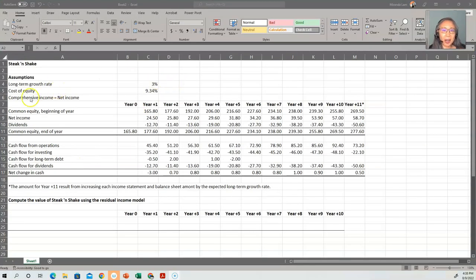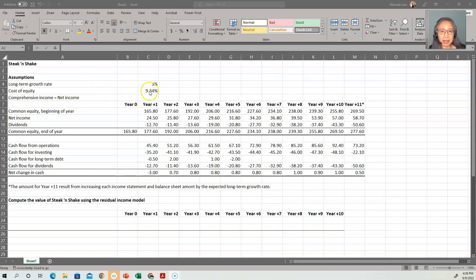The template includes all the assumptions. There are a lot more numbers here, so I didn't ask you to type it in. But let's go over them a little bit. The first assumption is quite familiar. This is the long-term growth rate for, in this particular case, the company. We simplified the income statement such that comprehensive income equals net income. Again, the complexity doesn't change the principle of valuation.